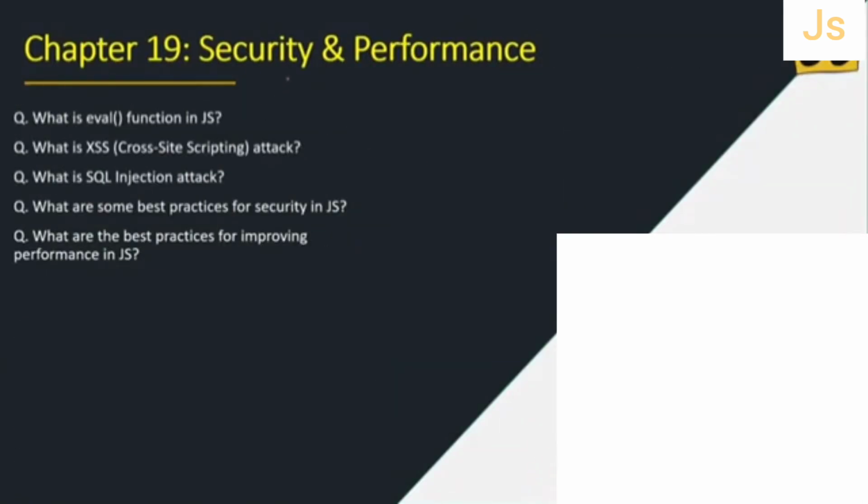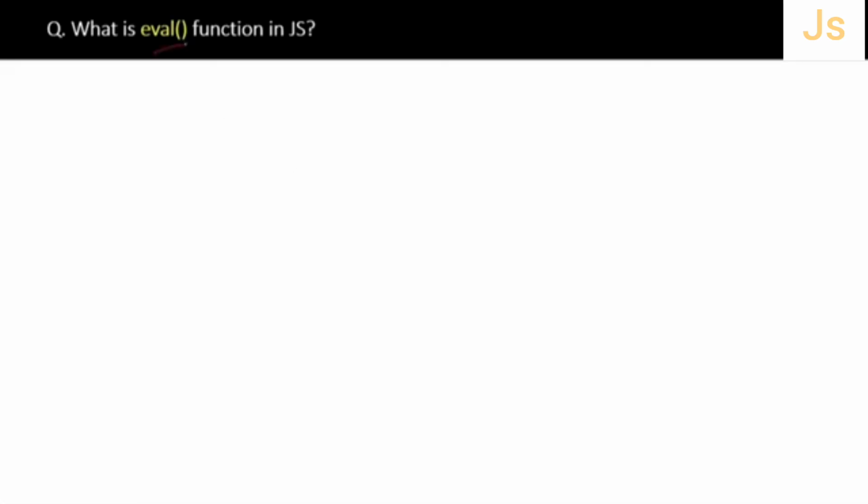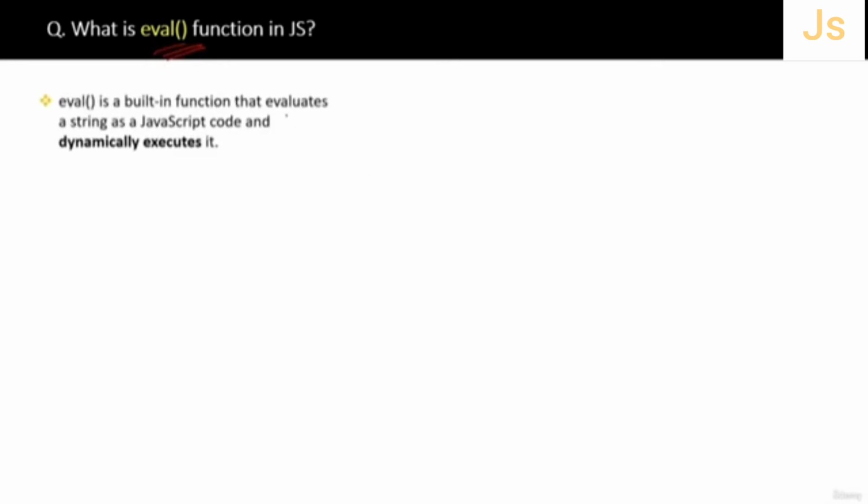Every web application has some security and performance issues, right? And in this section, we will explore those security issues and what steps we can take to prevent them. Okay, so let's start analyzing them. What is the eval function in JavaScript? Eval is a built-in JavaScript function that evaluates a string as JavaScript code and dynamically executes it.